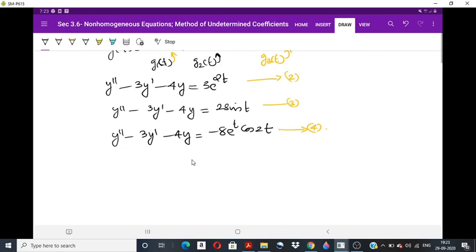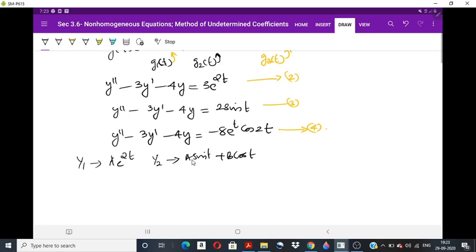So these three equations can be solved using the method of undetermined coefficients, since g1 of t is the exponential function. We can take y1, the particular solution, in the form a e raised to 2t, and in the third equation g2 of t is 2 sine t. So we can take y2 in the undetermined coefficient form, y2 as a sine t plus b cos t, and substituting this in equation number 3, find the values of a and b.